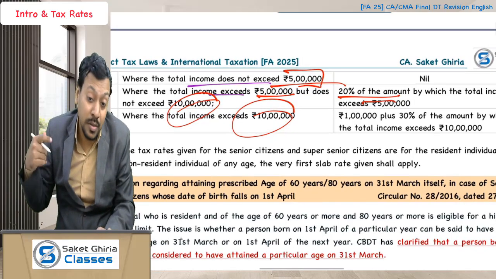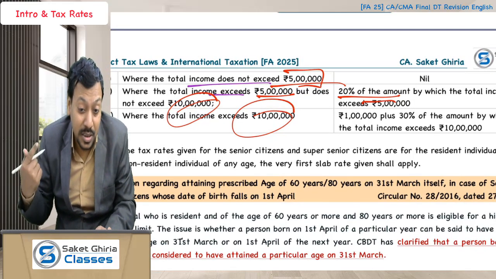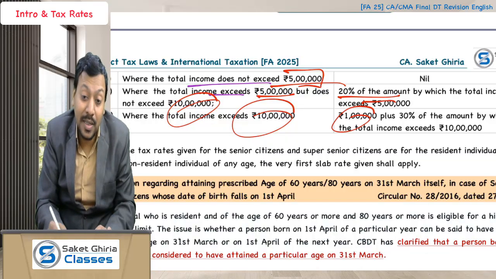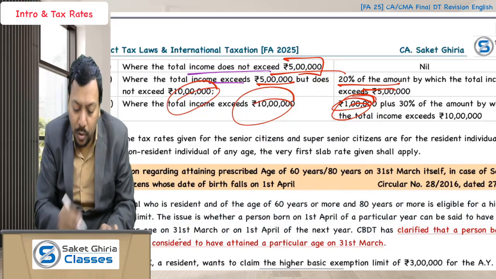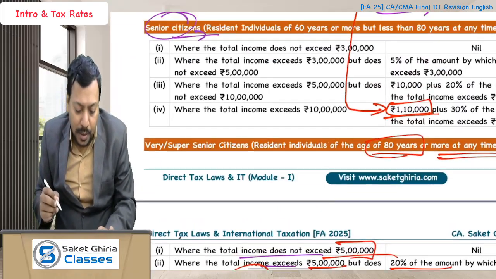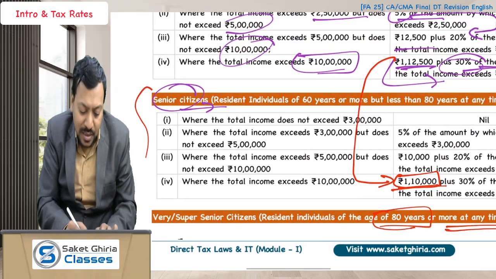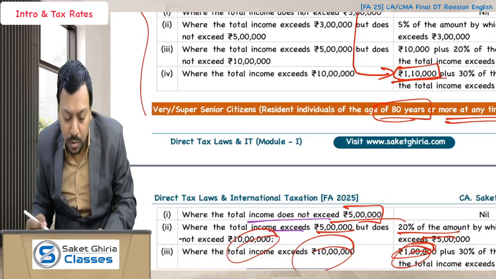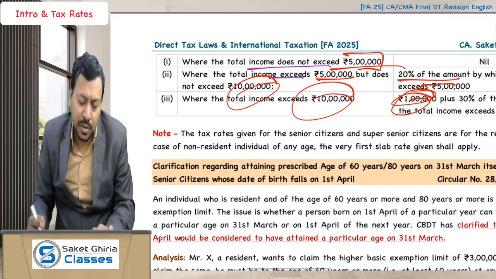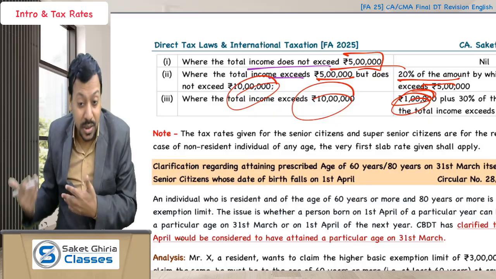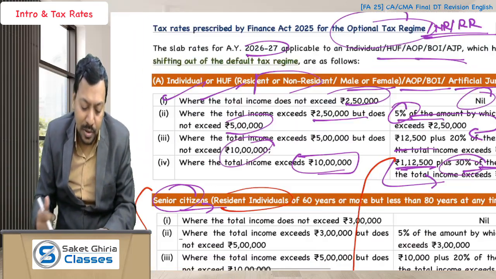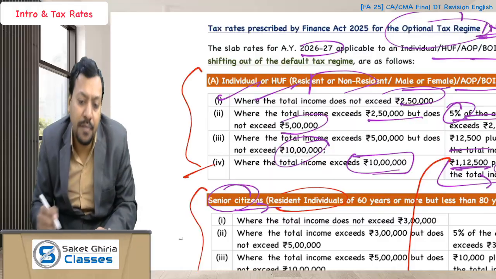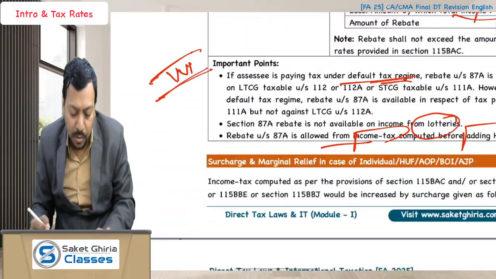So if you are a super senior citizen, how much tax benefit are you getting over a senior citizen? Rupees 10,000. Again, these two tax slabs are only for resident individuals. So if you are a non-resident, even if you are of the age of 60 years or 80 years, you cannot claim these beneficial slabs, and you will be governed by the first slab. I hope you have got the point.